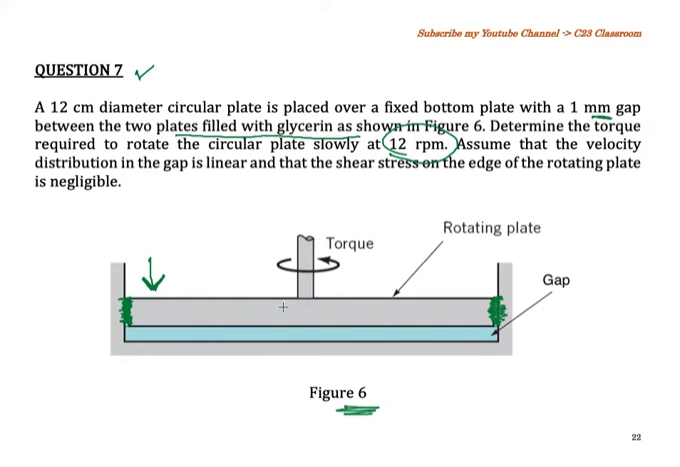So first we need to draw the velocity profile. Because this is rotating at a certain rpm, the velocity profile will become like this. So we have two points here, and at this point the velocity is equal to 0 due to the no slip condition, and we could draw the velocity profile like this one.